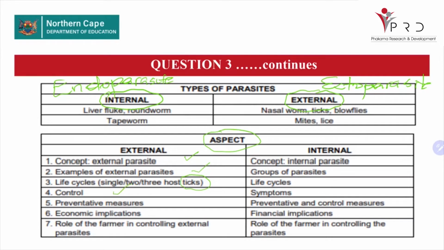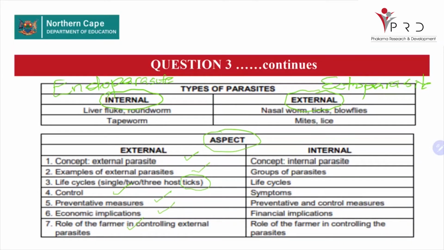How do you control them? How do you prevent? There's a difference between controlling and preventing. You control what is there, you prevent something from happening. Economic implications, as I indicated before, and the role of the farmer in controlling external parasites. Same applies with internal parasites.